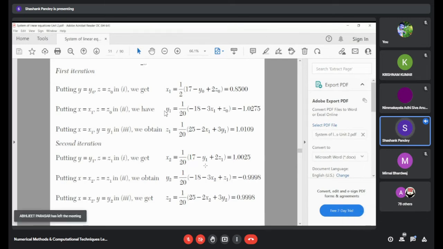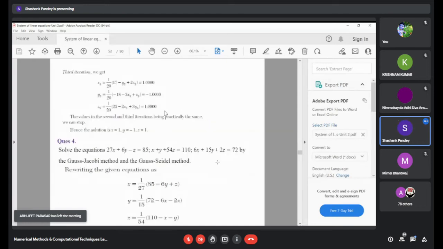Similarly, if you proceed in this line, after the third iteration, you see that we are getting x3 as 1, y3 as -1, and z3 as 1. Okay, so the solution is x equal to 1, y equal to -1, and z equal to 1.